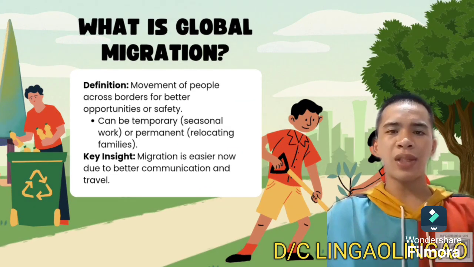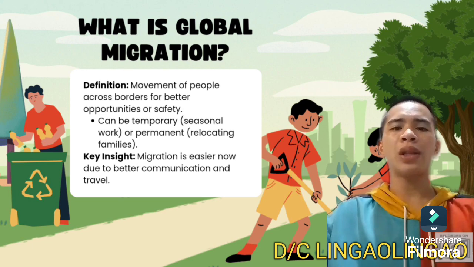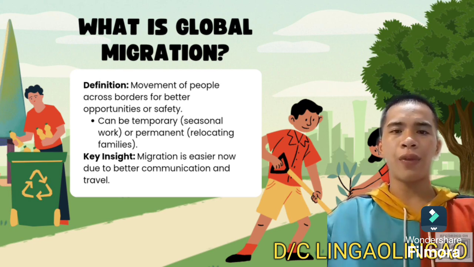My topic is: what is global migration? Global migration refers to the movement of people from one country to another for various reasons, including better job opportunities, family reunification, political asylum, or escaping natural disasters.